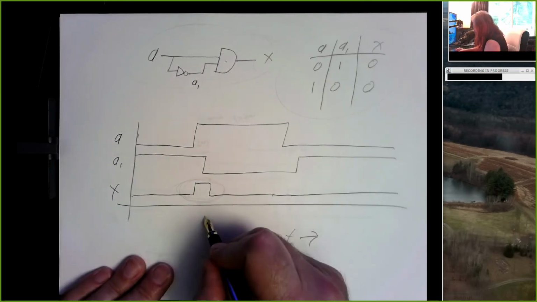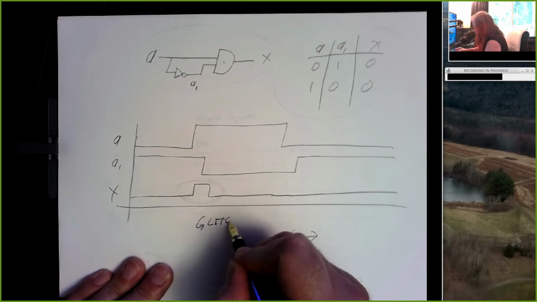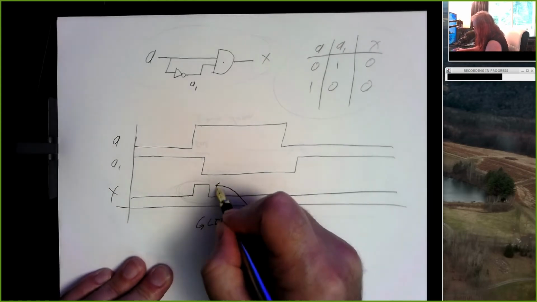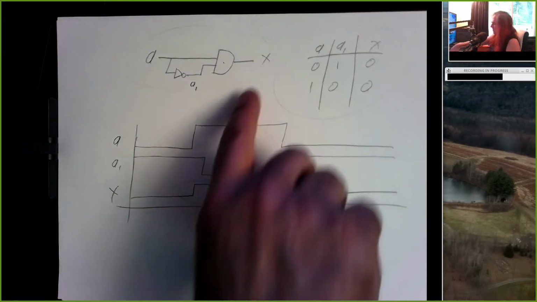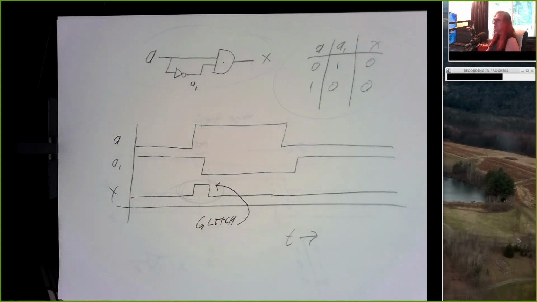So that's called a glitch. And a glitch is an unintended change in the output of a circuit. To us, if we put an LED on here, we're not going to see the LED blink on because 5 nanoseconds is too small.